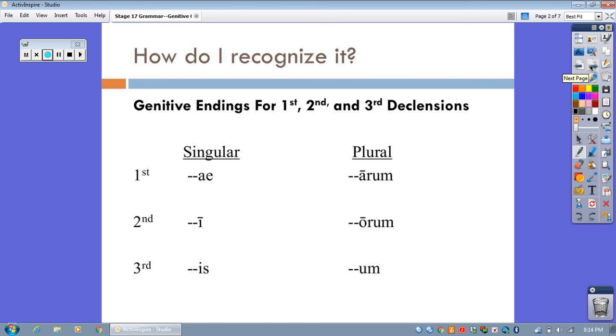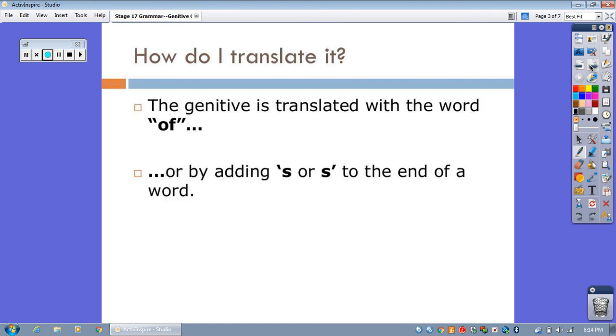So, how do I then translate it? Well, the genitive is translated into English using the word "of," as in the temple of Caesar, or you can simply add an apostrophe S to the end of a word, or if it already ends in S, then simply add an apostrophe. So, we know what it is, we know how to recognize it in Latin, we know how to translate it. Let's look at it in full-fledged Latin sentences so that you can see.